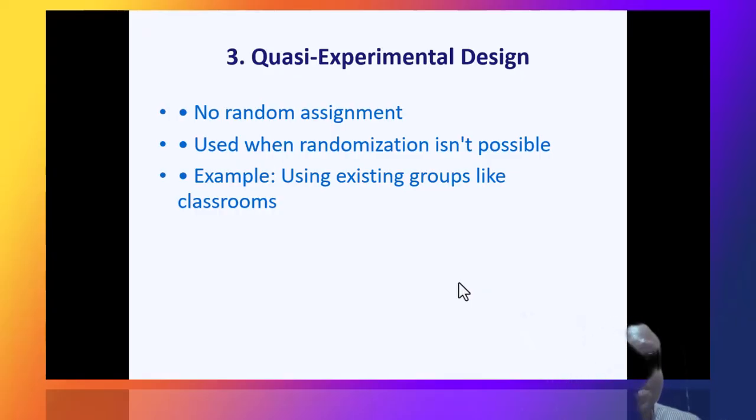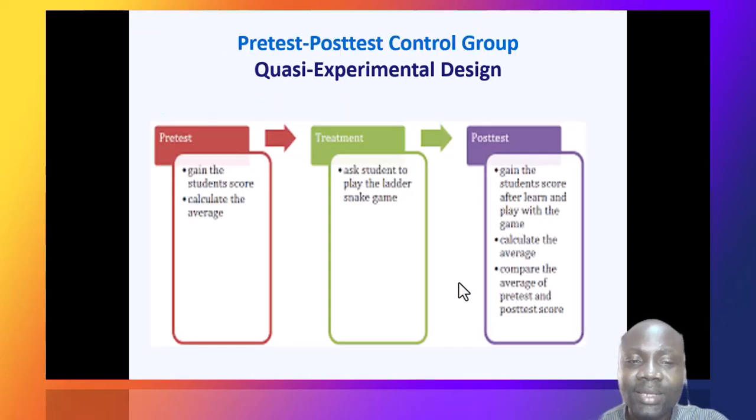So at the end of the experiment, we will now be able to compare, as it were, the difference between the two groups. So, this is the reason why we have the type of design that is quasi. So it's saying that it is not a very true experiment, and we usually work with the existing group like the classroom.